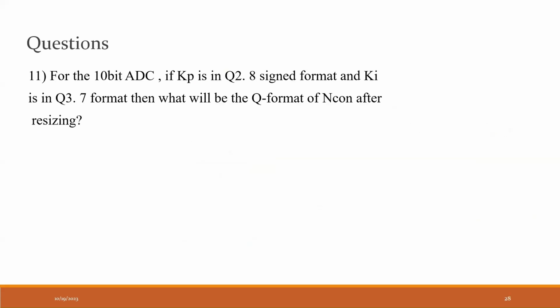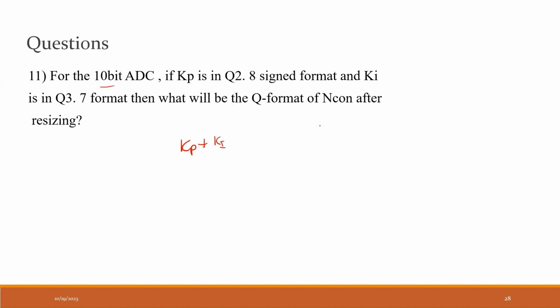Now, let us consider a 10-bit ADC. My KP is in Q2.8 format and my KI is in Q3.7 format. What will be the Q format of my endpoint after resizing? So this is a KP, this KI. Both KP and KI are there. So it is a 10-bit ADC.